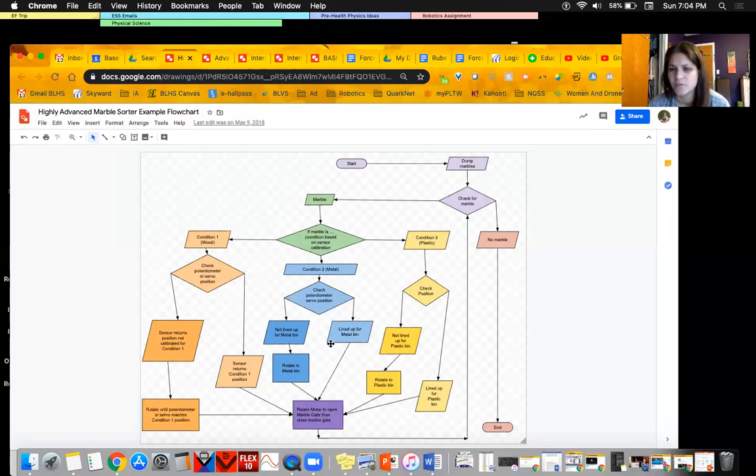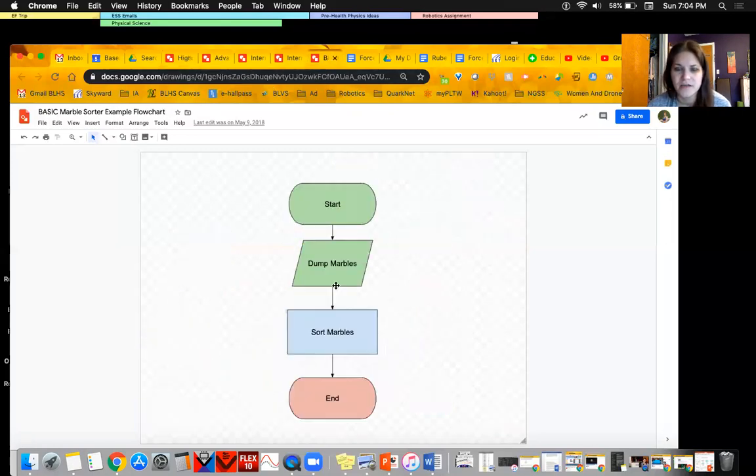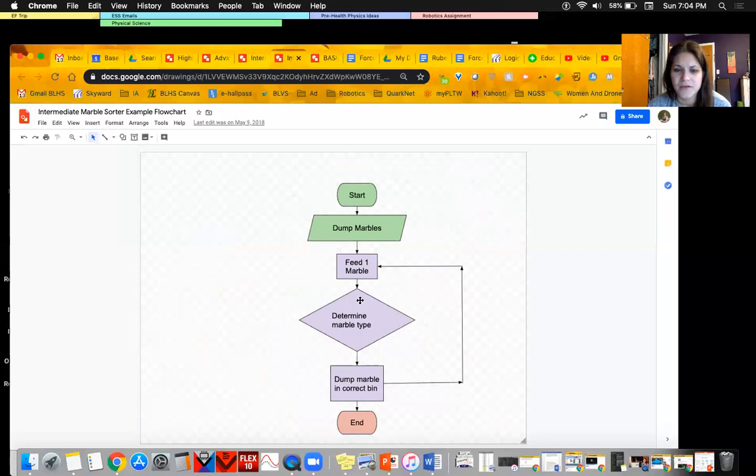So depending on what kinds of materials you have, you're going to have different ways of doing things, but that's really what you want to make sure that your flow chart does, is it breaks down how those different tasks are done. Here you've got your dump marbles and then sort marbles. There's not a lot there. Here, determine marble type, again, doesn't really explain how that is being carried out.